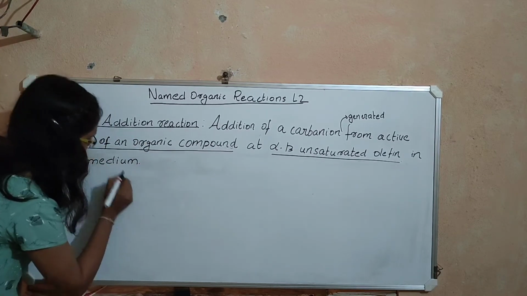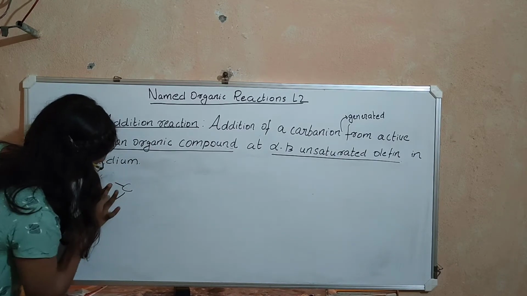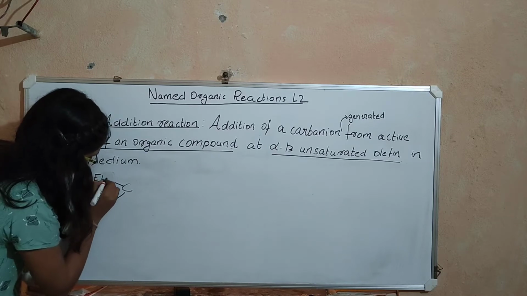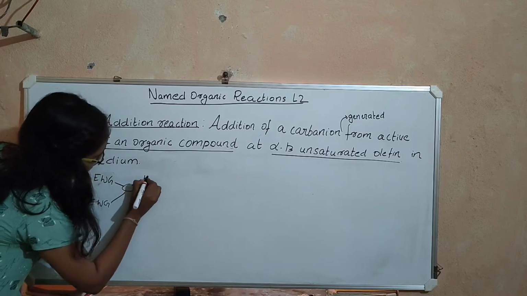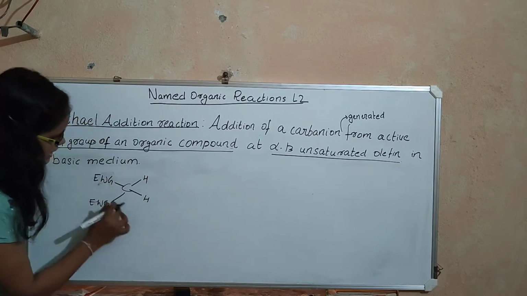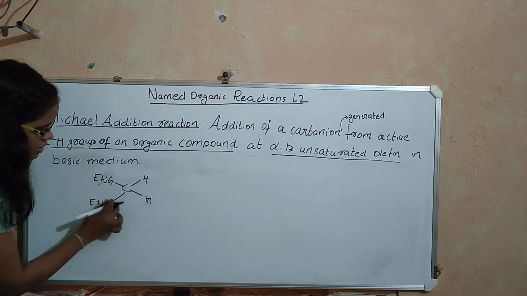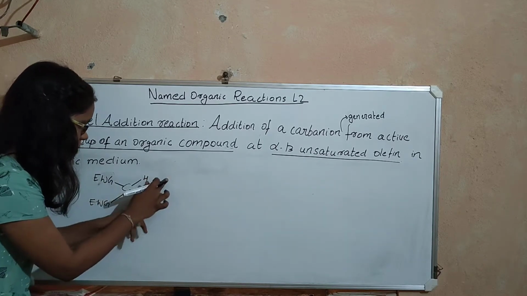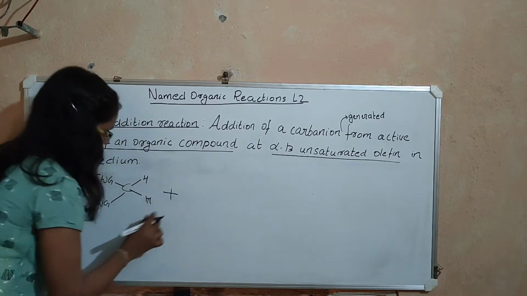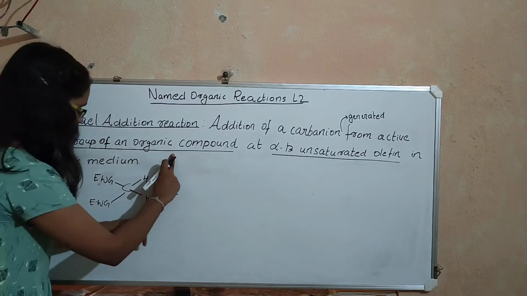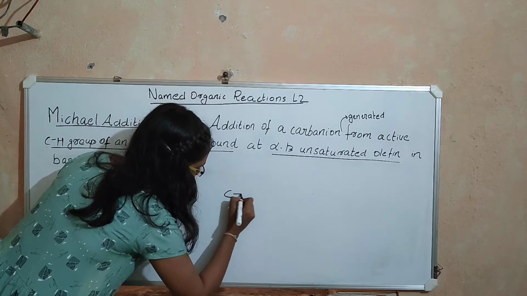So you have an organic compound with an active CH group. Now consider this compound. This carbon has two electron withdrawing groups on it and two hydrogens. The presence of these electron withdrawing groups makes this CH bond weak, and this compound can easily give away H plus and a carbanion is generated here. So this is an organic compound with an active CH group, and we should have an alpha beta unsaturated olefin.